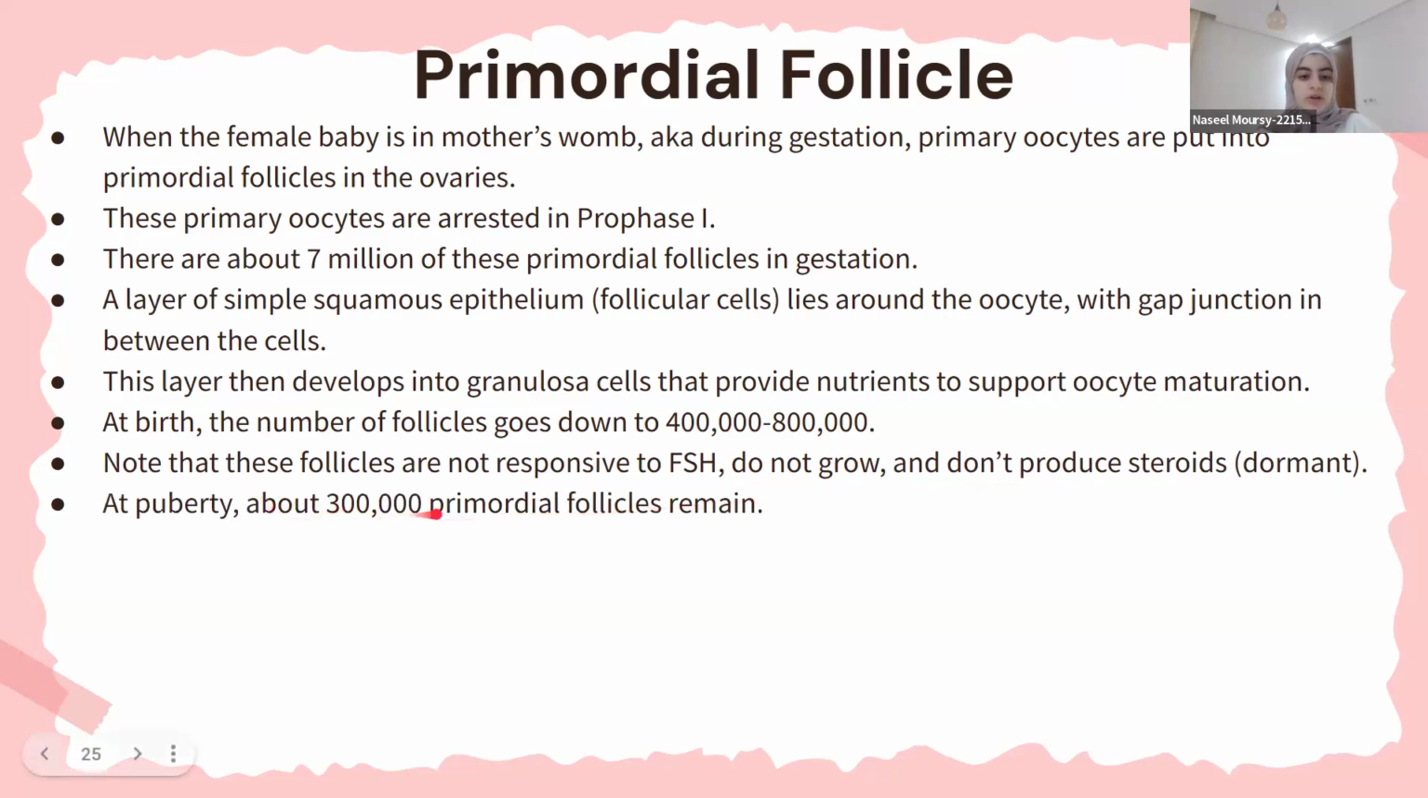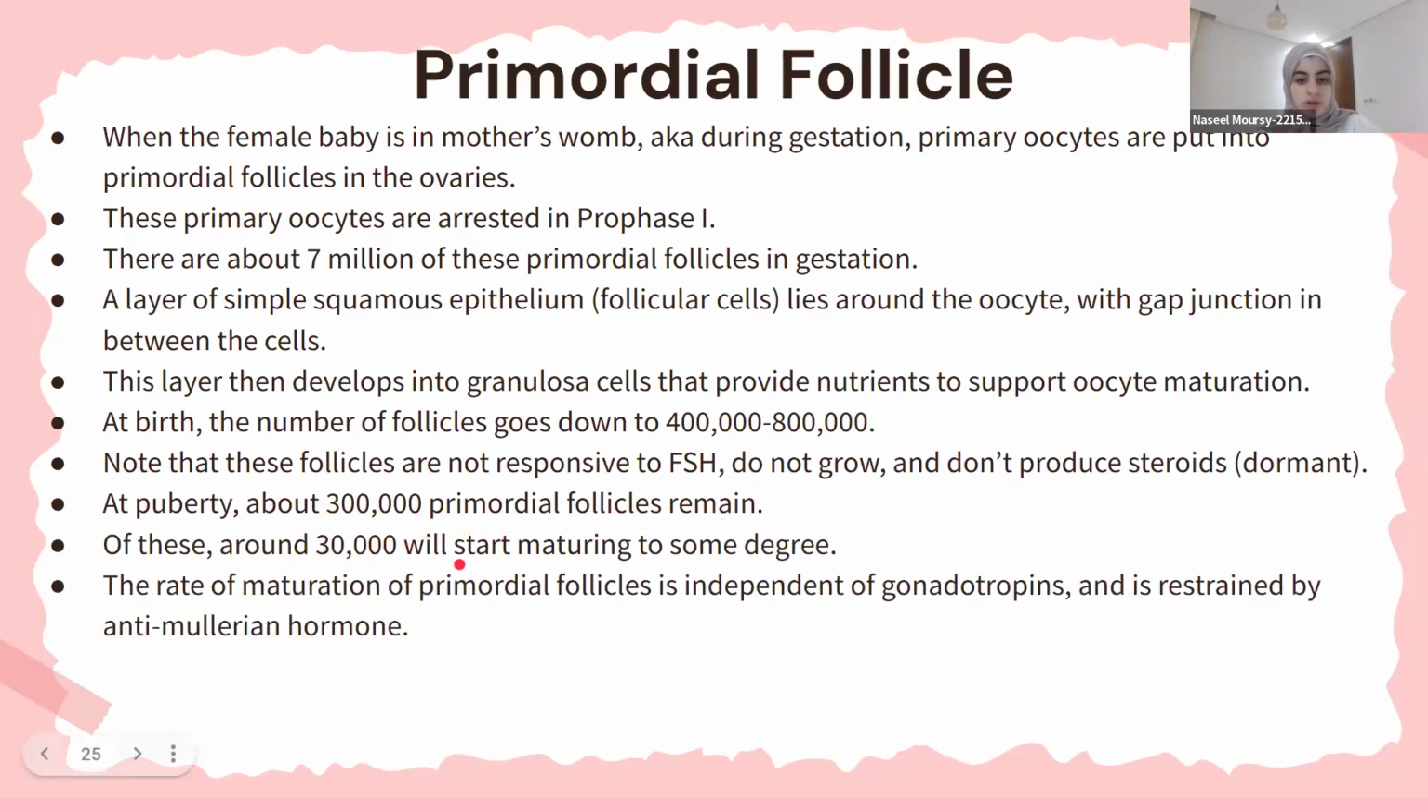At puberty, about 300,000 primordial follicles remain. Of these, around 30,000 will start maturing to some degree. Now, like we said, the rate of maturation is independent of gonadotropins. So it's not that when I get FSH, this primordial follicle will start becoming a primary follicle. No. Obviously, it is stimulated, but it's stimulated by other things, other paracrine factors, but not FSH. Now, this maturation, however, is restrained by anti-Mullerian hormone. So we will see later on that in order for the follicles to mature, something has to inhibit anti-Mullerian hormone.